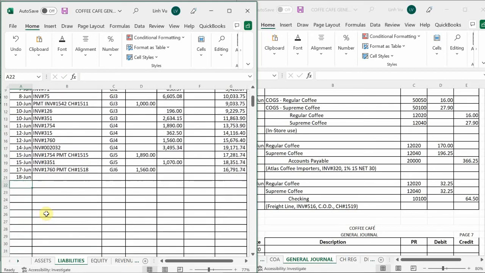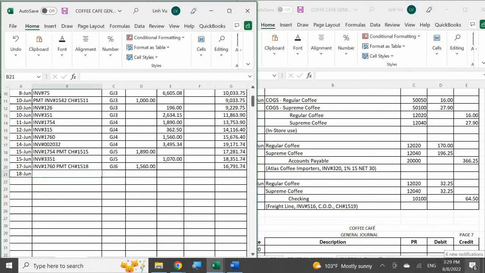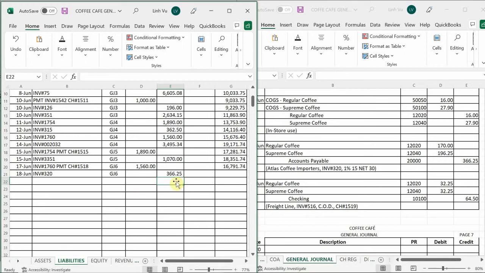Accounts payable. It's invoice 320. Page 6 for 366. Okay. And we've already got regular and supreme done, so we go to checking. Just to make sure that I got 17,157.99 as my liabilities.